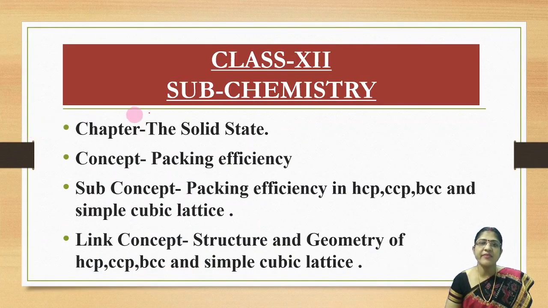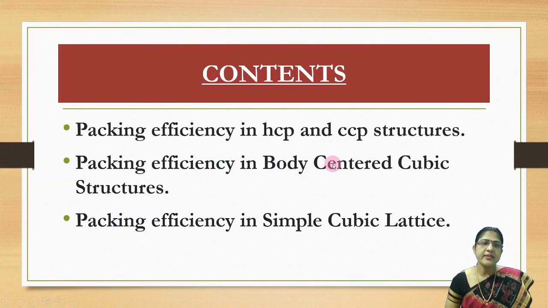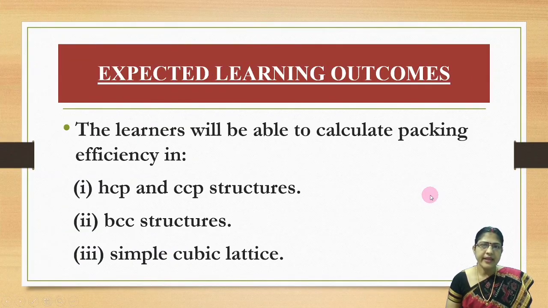In today's session, we will study class 12 subject chemistry, chapter the solid state, concept packing efficiency, sub-concept packing efficiency in HCP, CCP, BCC and simple cubic lattice. And the link concept is structure and geometry of HCP, CCP, BCC and simple cubic lattice. Contents are packing efficiency in HCP and CCP structures and BCC structures and simple cubic lattice. At the end of this session, the learners will be able to calculate packing efficiency in different types of structures.